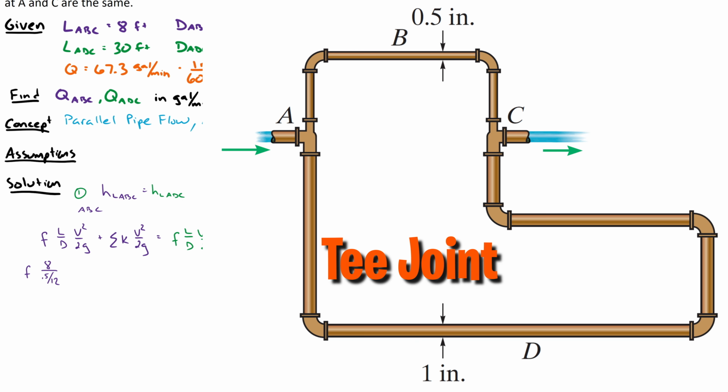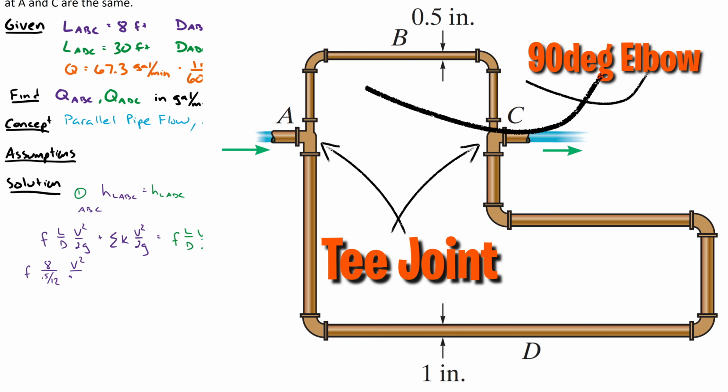So the purple path has two T-joints and two 90-degree angles. We don't have a lot of information to tell exactly what's going on in these 90-degree angles, but knowing that this is half-inch diameter pipe and just looking at the picture, I'm gonna guess that these are actually threaded rods.